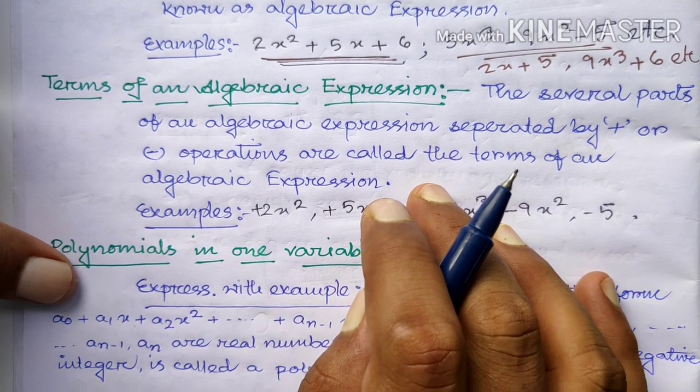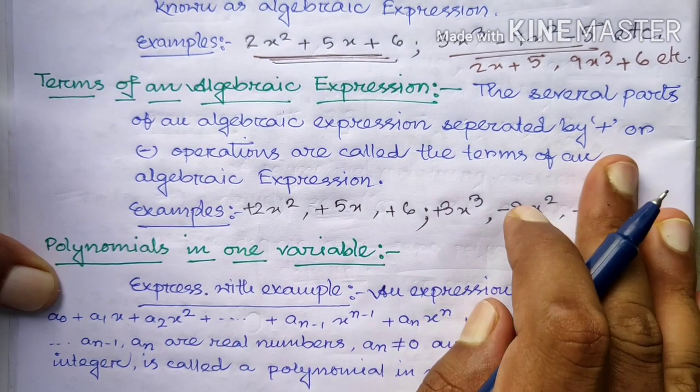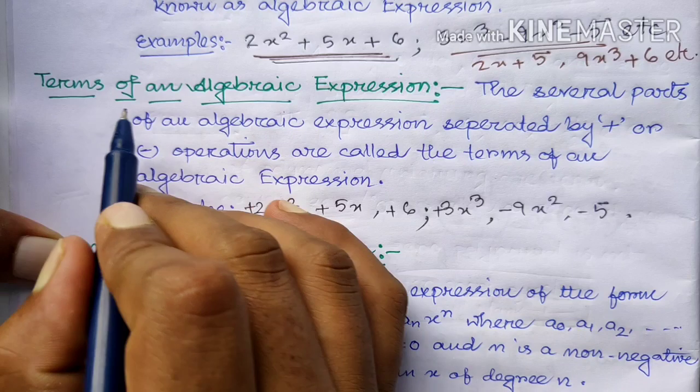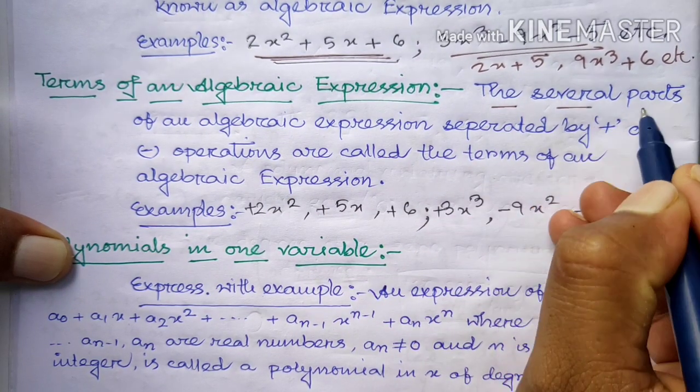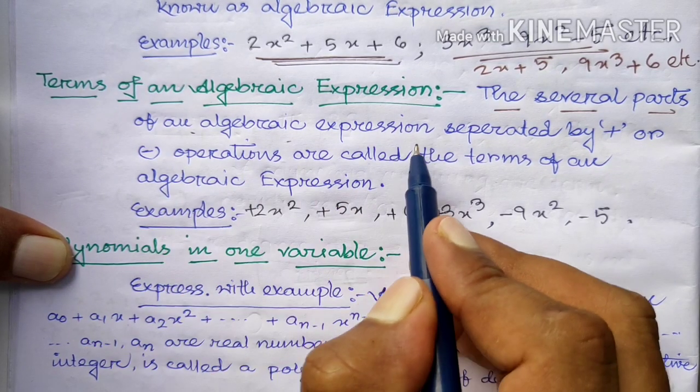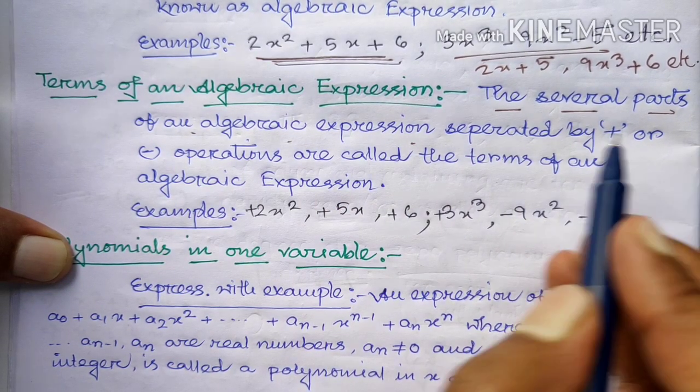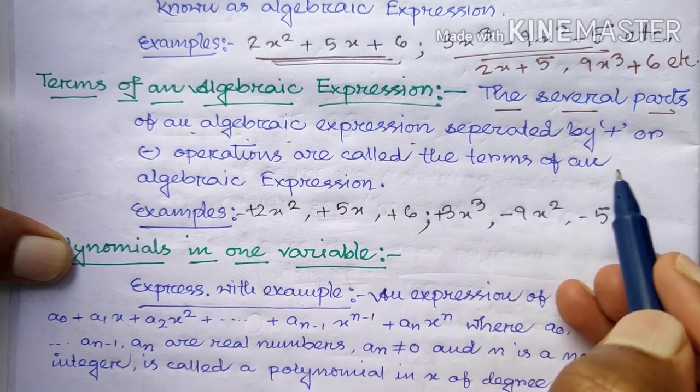Next, terms of an algebraic expression. The several parts of an algebraic expression separated by plus or minus operations are called the terms of an algebraic expression.